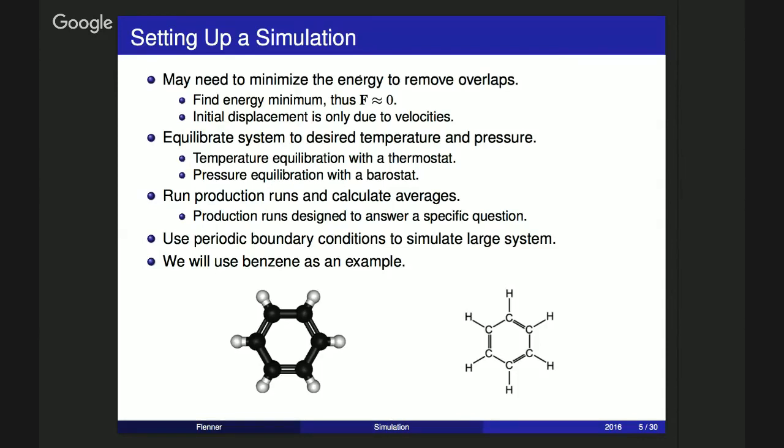And then, whatever you're studying, you're probably not going to want it at 0 temperature and whatever pressure minimization gives. So you want to equilibrate the system to the desired temperature and pressure. So we use what are called thermostats to equilibrate the temperature. There are many different ways to do this, many different thermostats.